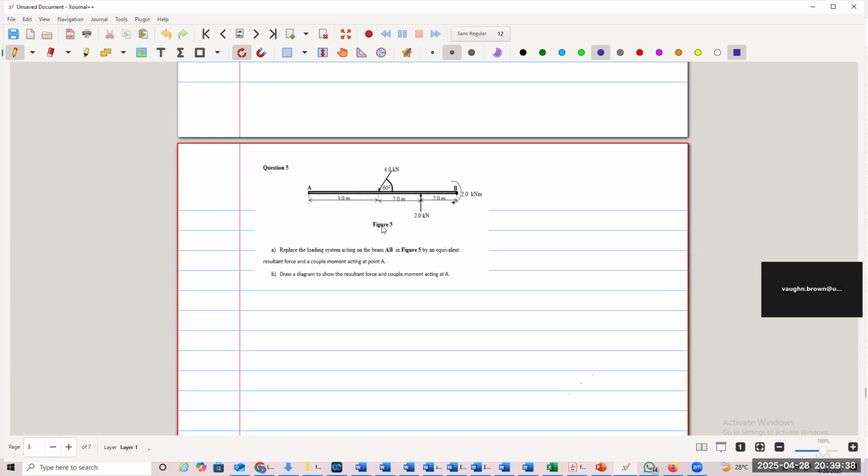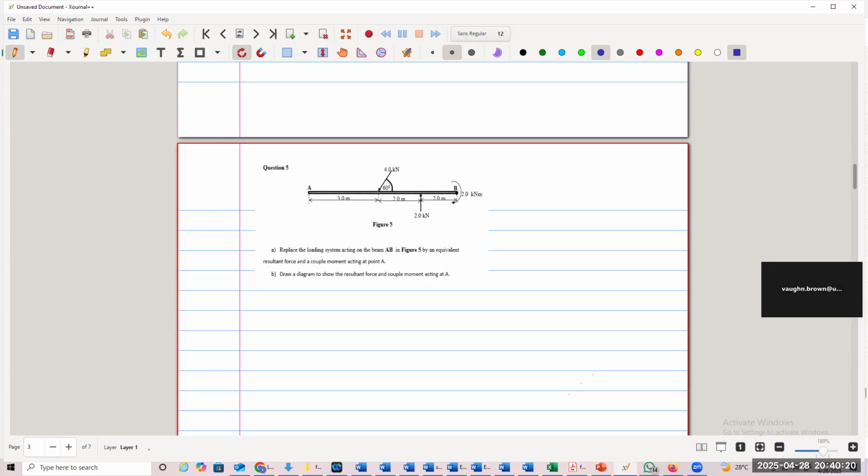All right, so what this is saying to you is that you must draw and show the resultant force and the coupling moment acting at A. So you're going to do just like before. This is an equivalent force problem. They say you must find the resultant loading system. So they replace the loading system acting on the beam AB by the equivalent resultant force and the coupling moment. So what you want to do is find one force, the resultant force, which represents the entire system.